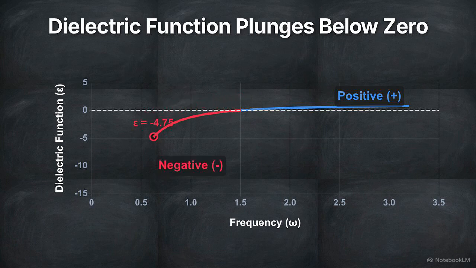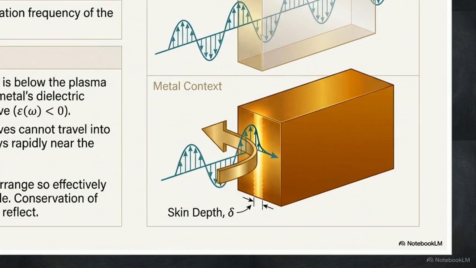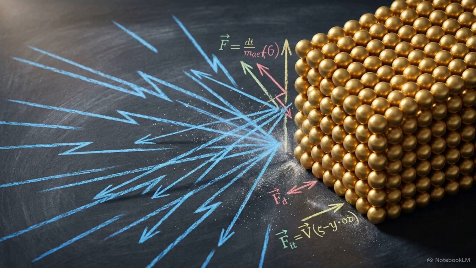Mathematically, this forces the real part of the dielectric function to drop below zero. This leads to the skin effect. Because the dielectric function is negative, the light wave cannot propagate. Its field decays rapidly within a tiny distance from the surface. A negative dielectric function is the mathematical translation of an electron crowd actively and aggressively rejecting a foreign electric field.